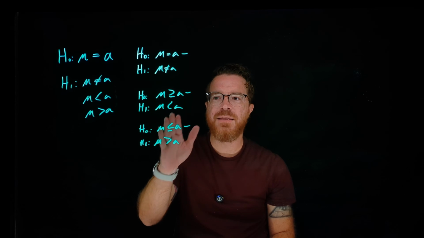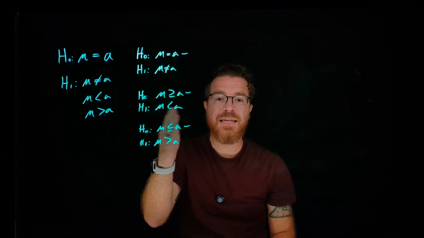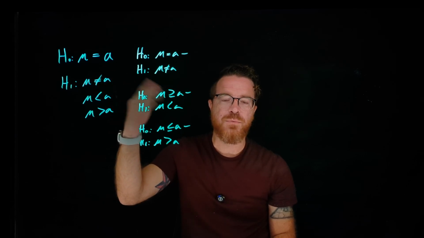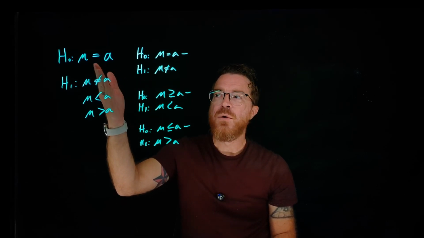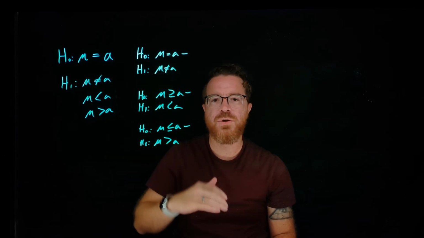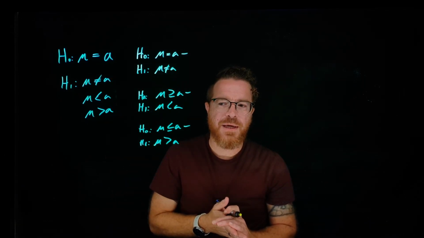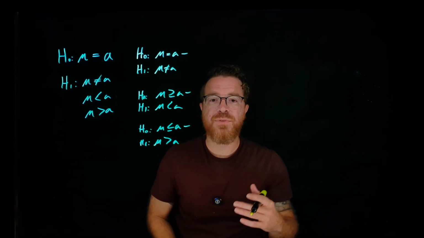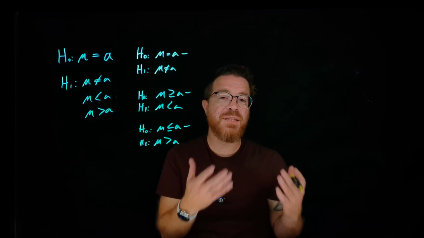So for example, if I said that I believe that mu is less than A, well then by showing that we don't have evidence to say that it's less than A, we're kind of showing that it either is equal to or it's greater than or equal to. We're kind of showing the same sort of thing. This is true also whenever we're doing any other parameter. For example, if this was proportion P, it would be the same idea.